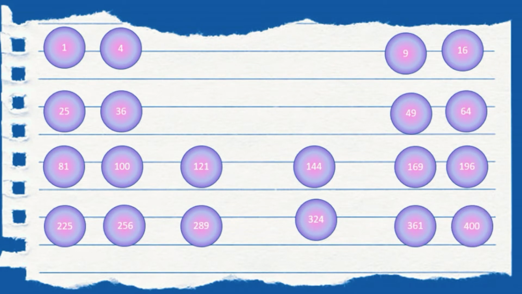So it is called a square number because when you multiply 1 by itself, the result would be 1. If you multiply 2 by itself, the answer would be 4. If you multiply 5 by itself, the answer would be 25. If you square 6, the answer would be 36. If you square 9, the answer would be 81, and so on and so forth.